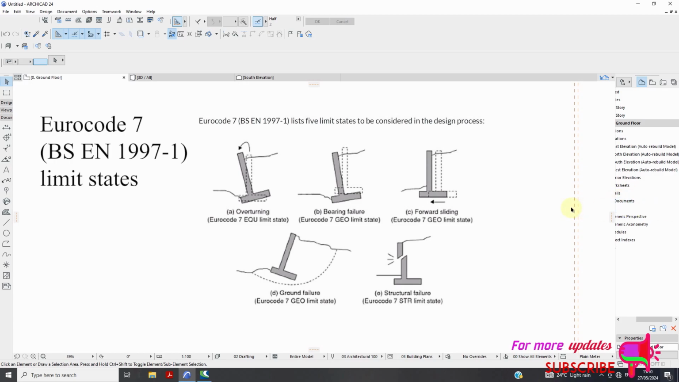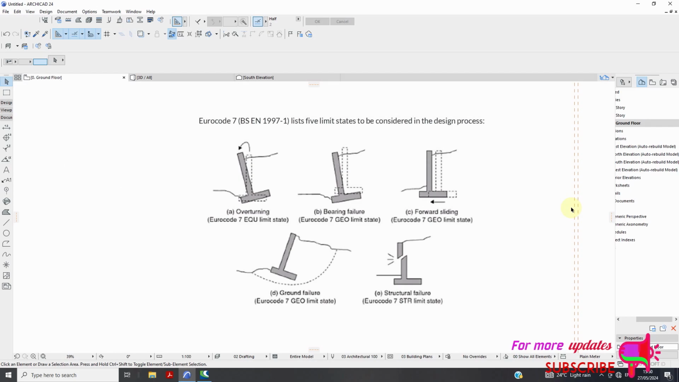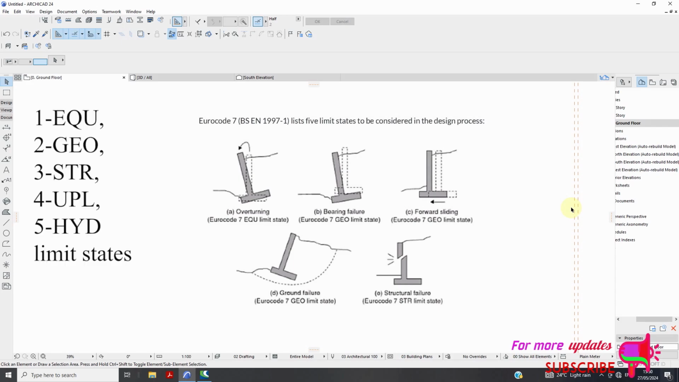Eurocode 7, BS EN 1997-1 limit states. Eurocode 7 lists 5 limit states to be considered in the design process of a cantilever retaining wall. That is equilibrium, geotechnical, structural limit state, uplift limit state, and hydraulic heave limit state.